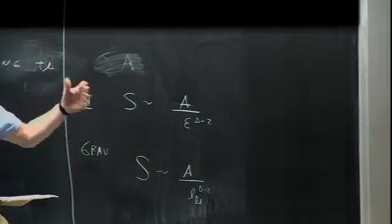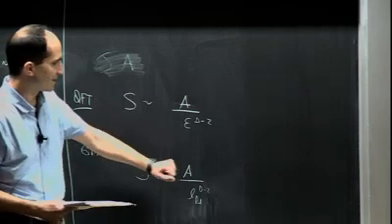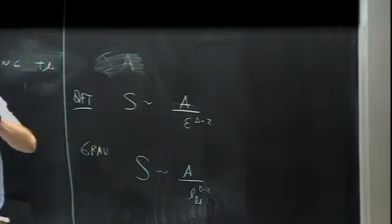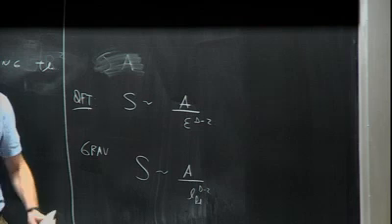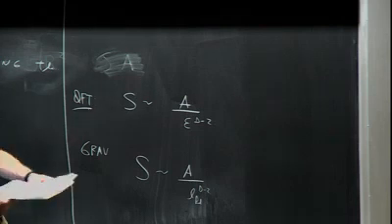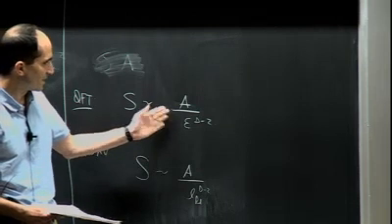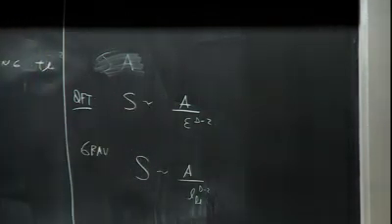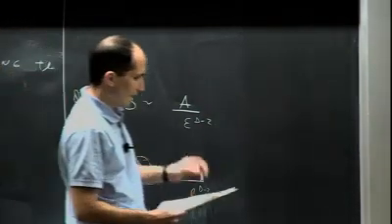Then you do the one loop computation. You will get renormalization. You will need to introduce a counter term proportional to Riemann curvature, and the coefficient should be equal to this one in such a way that you get cancellation.